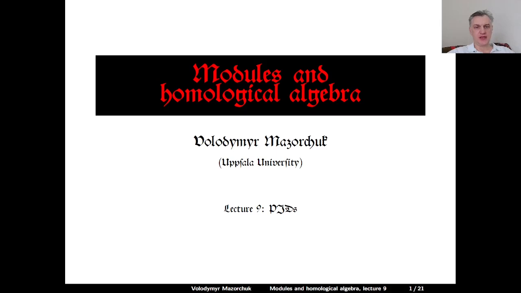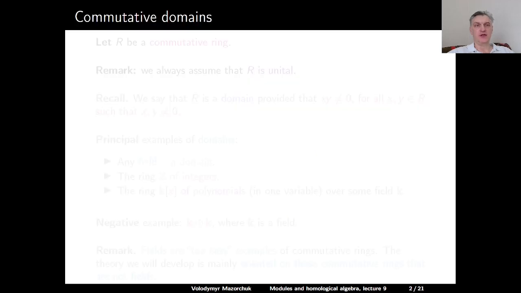Modules and Homological Algebra, Lecture 9. Principal Ideal Domains. Let us start by recalling what a commutative domain is. Let R be a commutative ring. Please note that we always assume that our rings are unital. So our ring R has a unit.